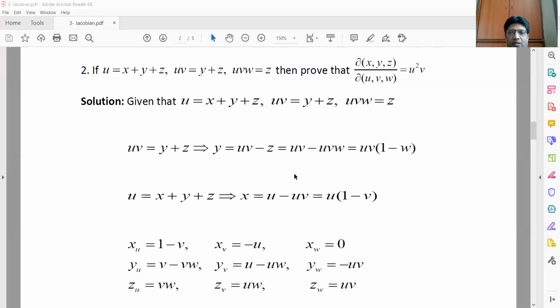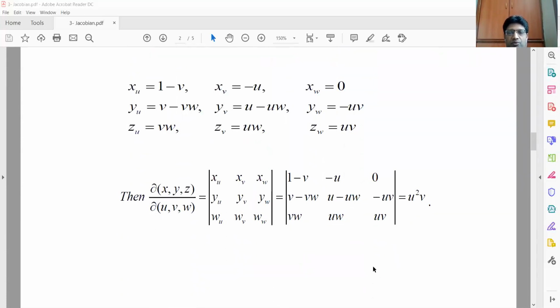Next, dou y by dou u is v into (1 minus w), that is v minus vw. Similarly, dou y by dou v is u into (1 minus w), that is u minus uw. Next, dou y by dou w: for uv it is 0, minus uvw it is minus uv. Finally, dou z by dou u is vw, dou z by dou v is uw, dou z by dou w is uv. So now all the 9 derivatives are available.